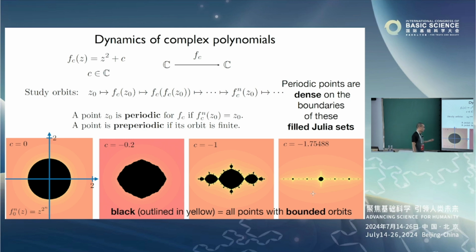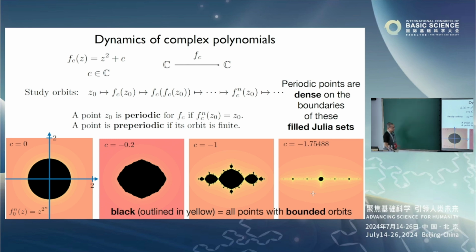And also, if C is equal to minus 0.2, you can imagine that the boundary of this one is a quasicircle, and the dynamics on the boundary is topologically the same as this one. But if you keep changing the C, you will see more complicated dynamics. Okay. So essentially, even though this is the easiest family of polynomials, the dynamics is very complicated.